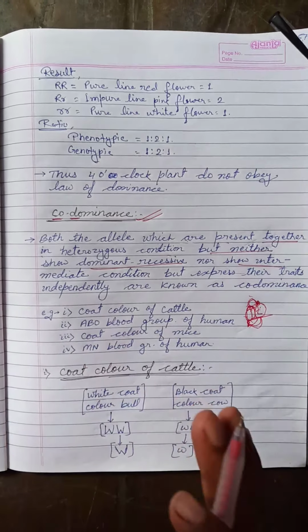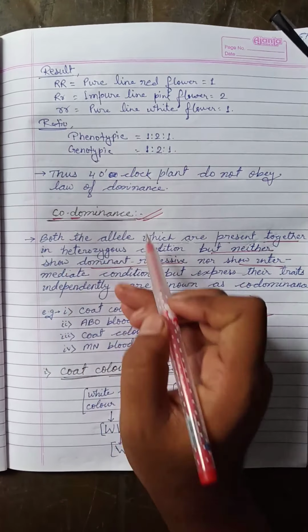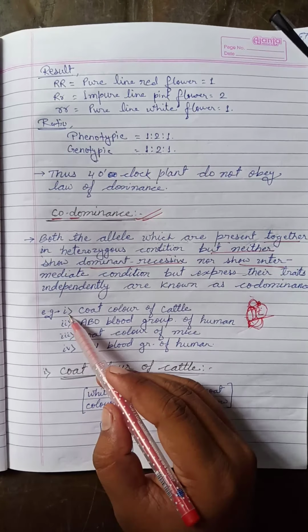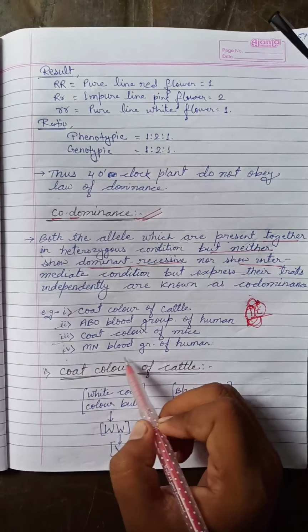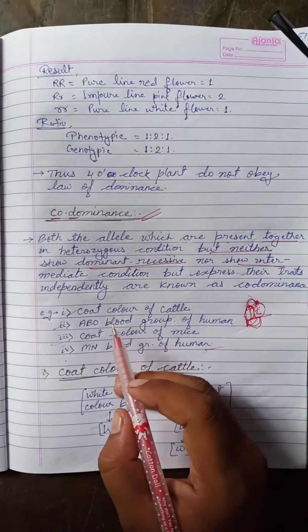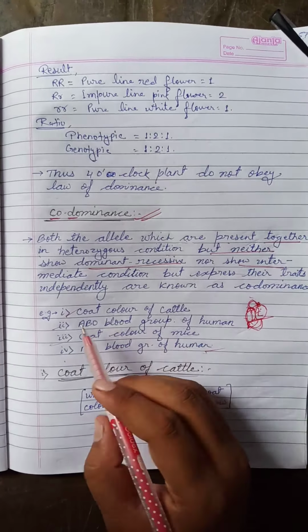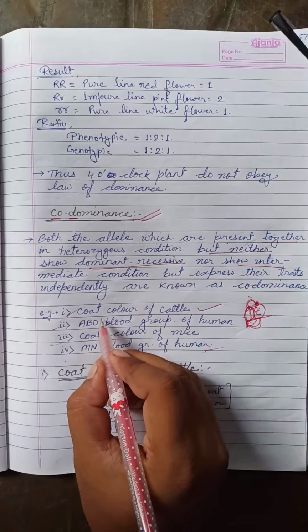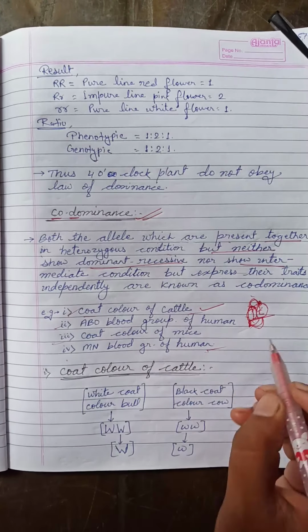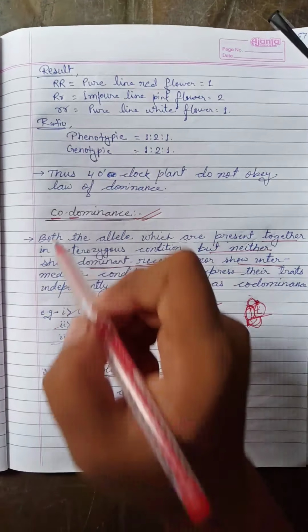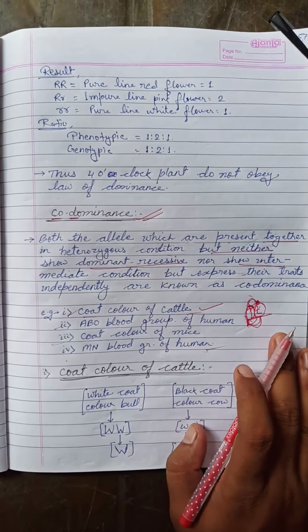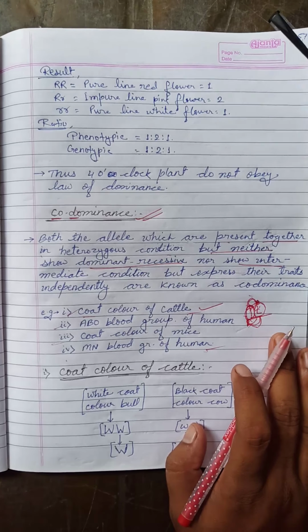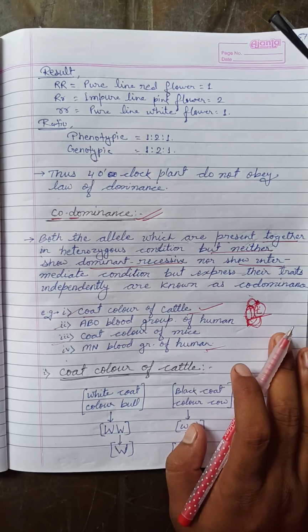And the most common examples for codominance are coat color of cattle, AB blood group, coat color of mice, and MN group of human blood. We will discuss each and every point. Firstly, we will see about the coat color of cattle, how it works for the codominance. Look at here about the coat color of cattle. That means the skin color of cattle.